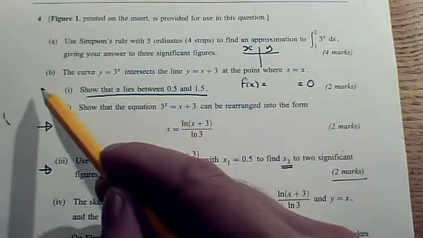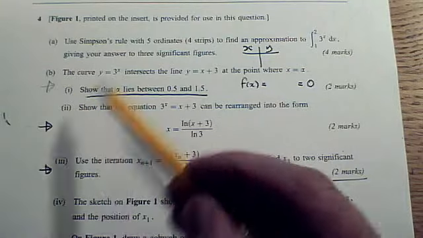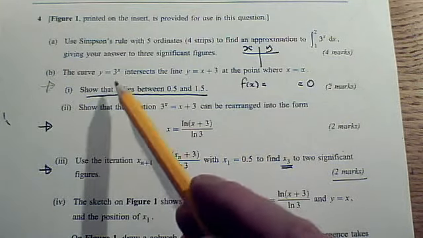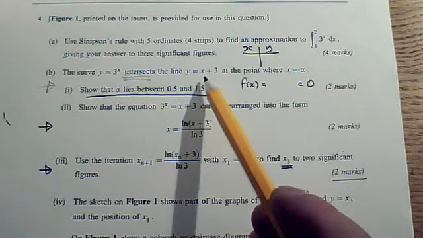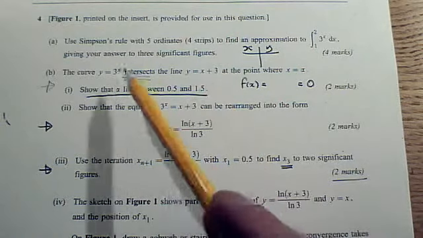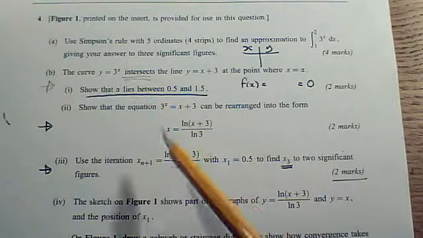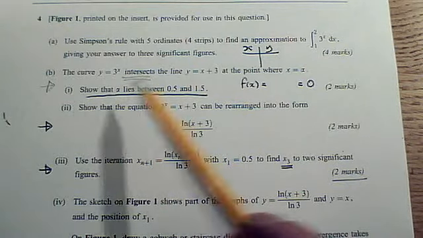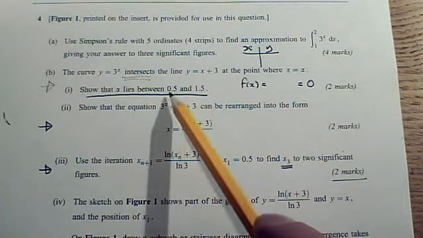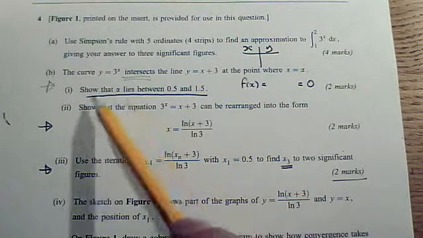Part B, complete re-entry point here. You don't have to have done A to do this. We've got to have an intersection of this graph with this one. So your starting point will be a simple equation formed from these two. And then we've got to show that alpha, the solution to that, lies between 0.5 and 1.5.